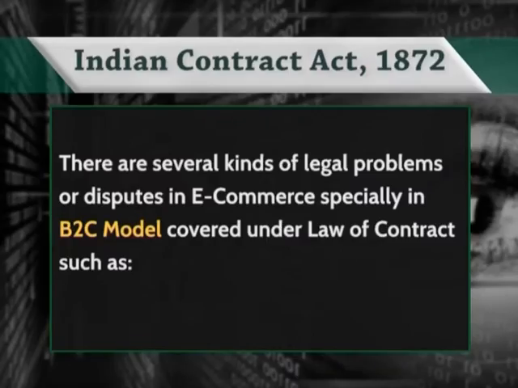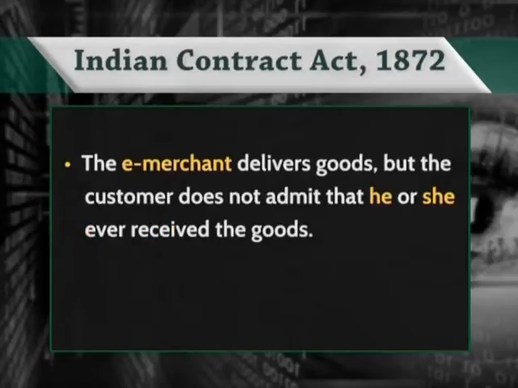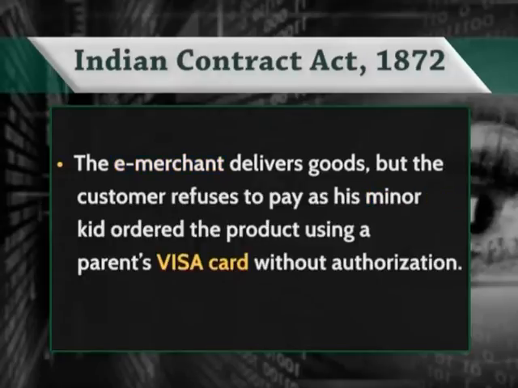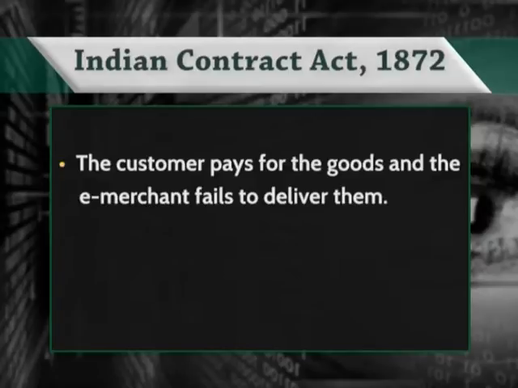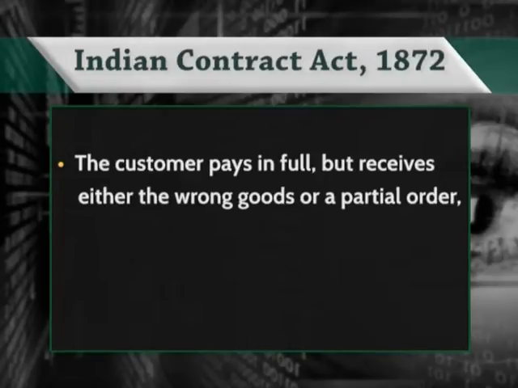There are several kinds of legal problems or disputes in e-commerce, especially in the B2C model, covered under the law of contract. The very first one is: the e-merchant delivers goods, but the customer does not admit that he or she ever received the goods. Then another: the e-merchant delivers goods, but the customer refuses to pay as his minor kid ordered the product using a parent's Visa card without authorization. Then the customer pays for the goods and the e-merchant fails to deliver them. Another: the customer pays in full but receives either the wrong goods or a partial order.